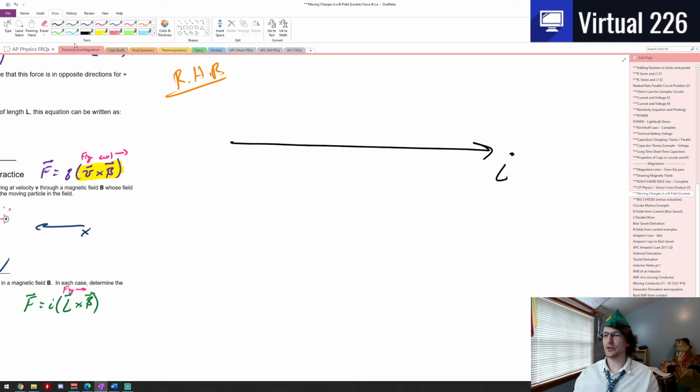So when I do this for my screen, I look at this and I say, hey, look, that's going to the left there. I'm going to curl my fingers around it. What I see is that when I'm in front of the wire, like here's the wire, here's in front of it, my B field's going down. When I'm behind the wire, my B field's going up. When I'm underneath the wire, I'm kind of going in. And when I'm above the wire, I'm kind of coming out.